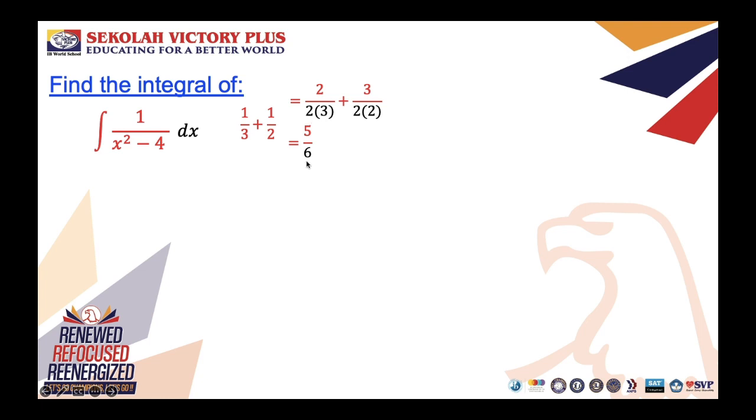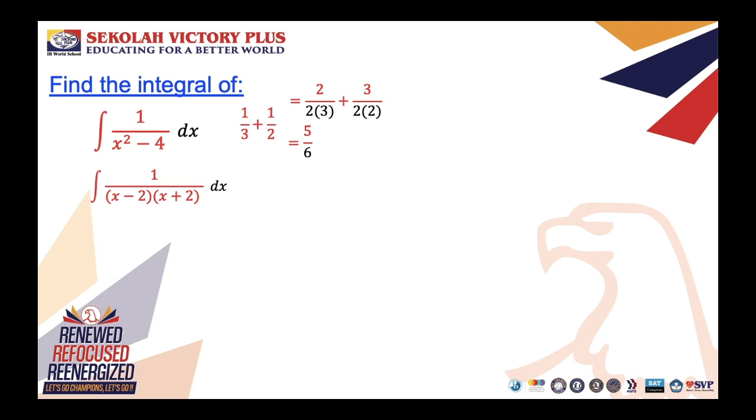In other words, this x squared minus 4, when we try to factor it out, we can predict that as partial fractions, this could come from two different fractions, each with a denominator of x minus 2 and x plus 2 respectively. But we are not certain what the numerator is.